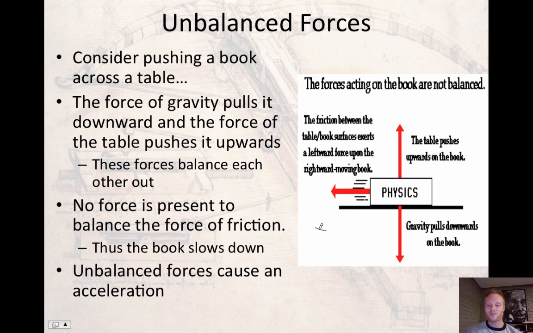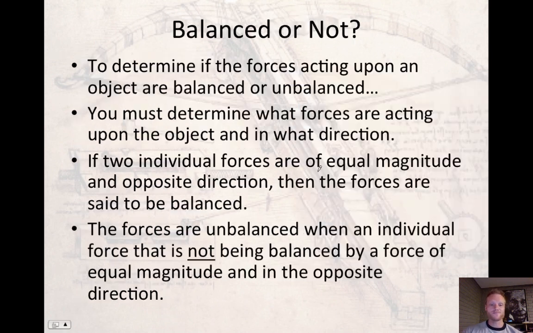So I must have given it a push in the rightward direction, and sometimes they call that F applied, or F app. And this force to the left is called the force of friction, which is usually F f, or F sub f. Okay, and so it's unbalanced right now, and the force of friction is slowing the book down, because after I give it the push, I'm no longer pushing anymore, and there's only three forces acting on the book: the gravitational force, the normal force, and the force of friction. Okay, and so it's unbalanced and it causes an acceleration. So to determine if the forces acting upon an object are balanced or unbalanced, you have to determine what forces are acting upon the object and in what direction. And that's going to lead us right into the next lesson.